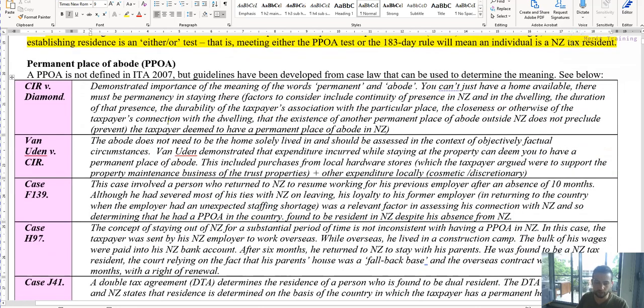But whereas if they were a global resident, if they're a New Zealand resident, based on the idea that they do have a PPOA here, they'll be assessed on all of their income. So it's going to make a big difference in the final answer of your question. So it's important to understand these.